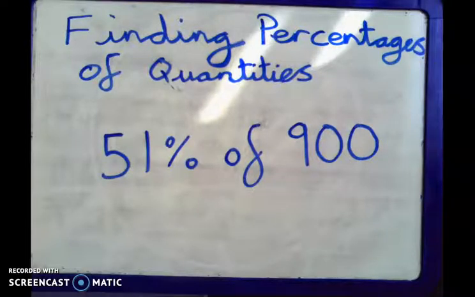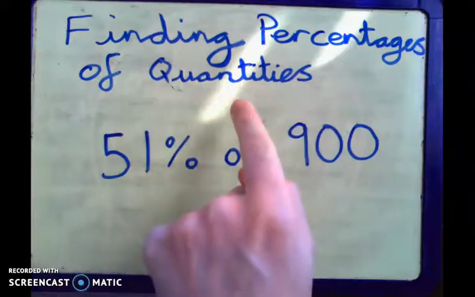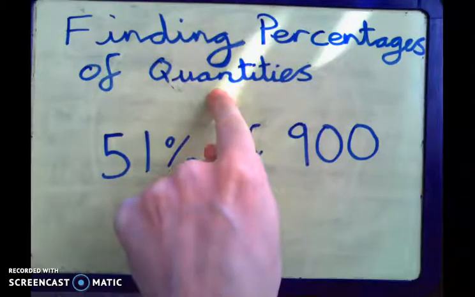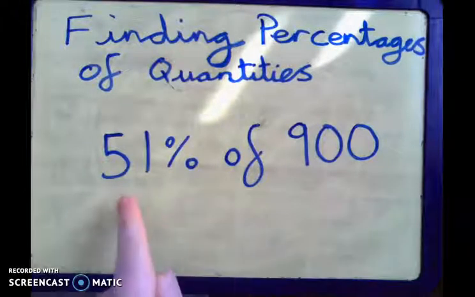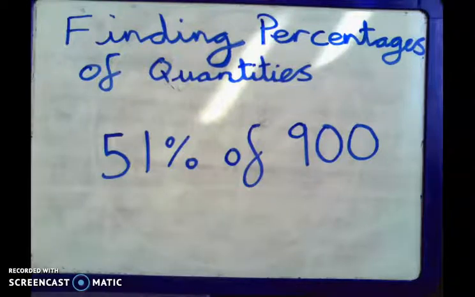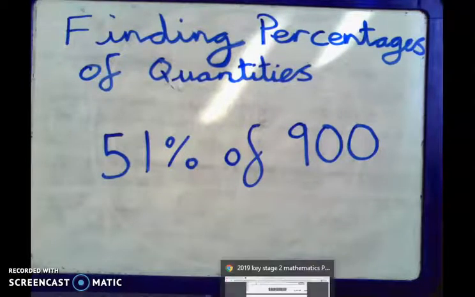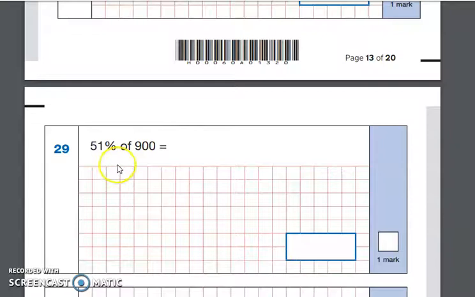Today's lesson is finding percentages of quantities, and quantities in this lesson just means a number, like this number. This calculation is asking us to find 51% of 900, and in actual fact this calculation was on the 2019 SATS practice arithmetic paper.